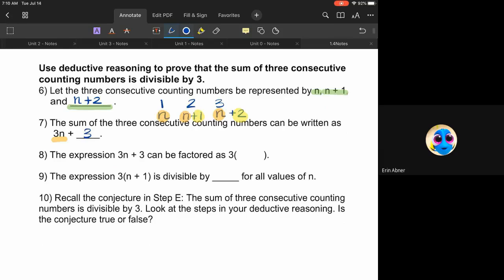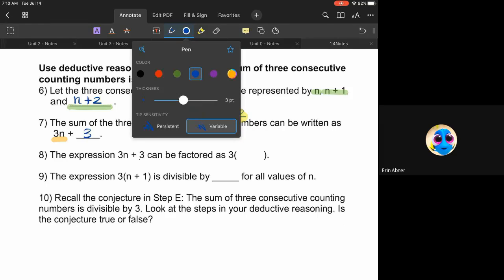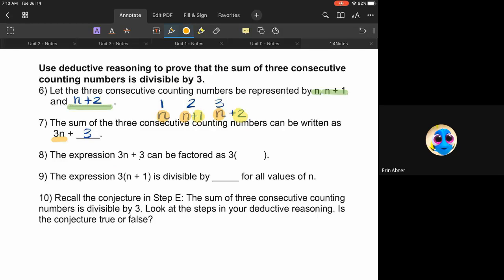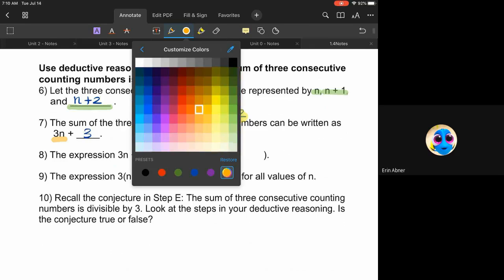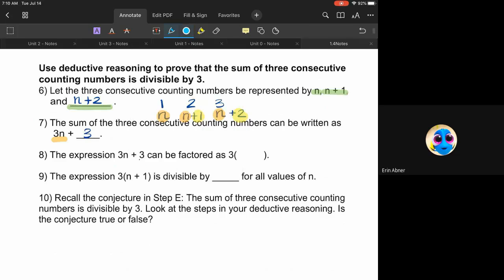So number 8 says the expression 3n plus 3 can be factored as 3. Oh, they want us to do reverse distribution. Sounds like a plan to us because we're masters. So let's go ahead and do us some reverse distribution. So since we're going to do a new skill, I'm going to change colors so that we know where we're looking at. And I think I'm going to go with a lighter blue. Doesn't matter. Miss Abner just changes colors all the time. Makes math fun.